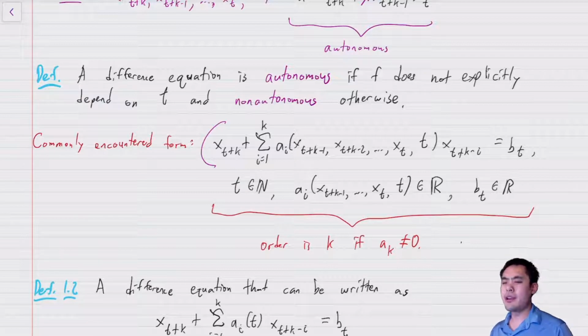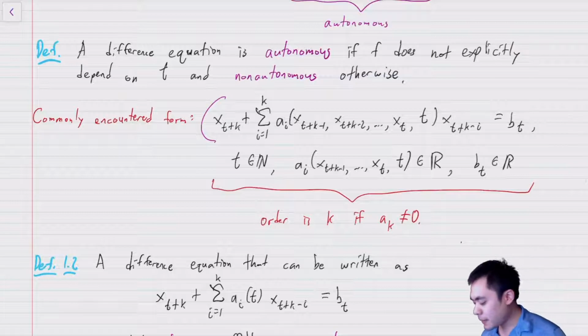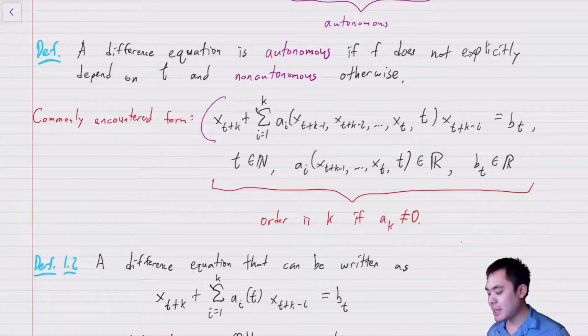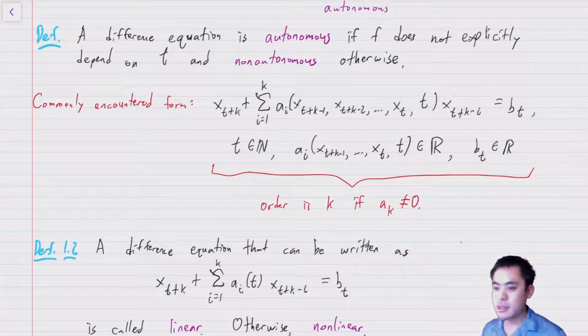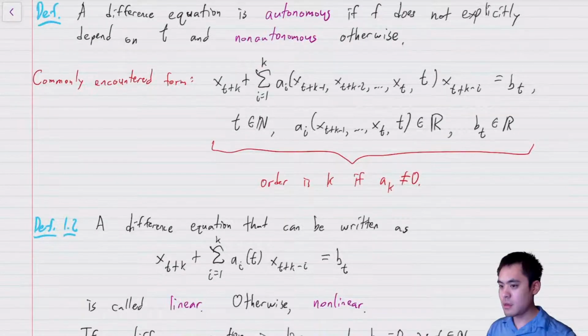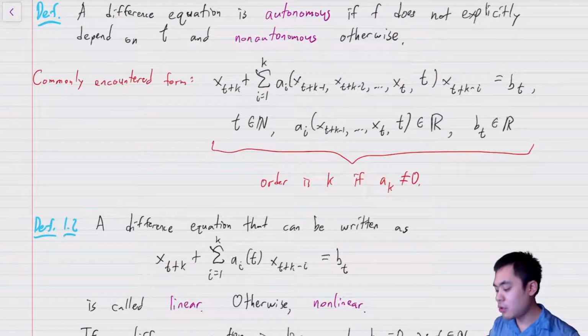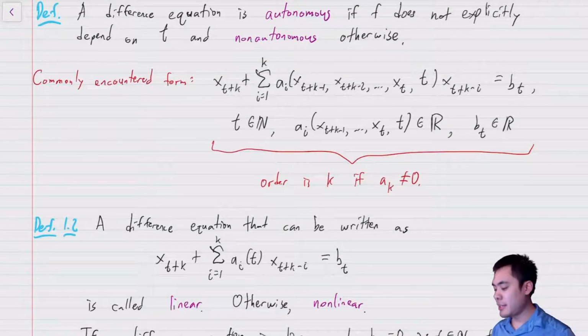Now, you can't always easily rewrite an equation in this form, but if you can, then it becomes a lot easier to understand and interpret. One obvious initial thing that you might notice is that when you have written an equation in this form, the order is k if a sub k is not equal to 0. Anyway, as I was saying, the order is k if a sub k is not equal to 0.